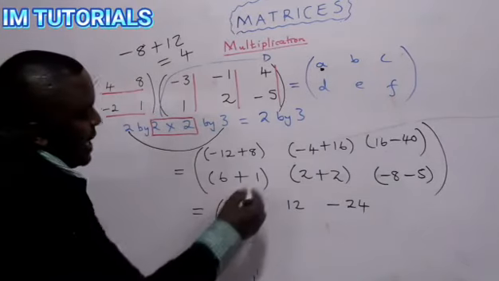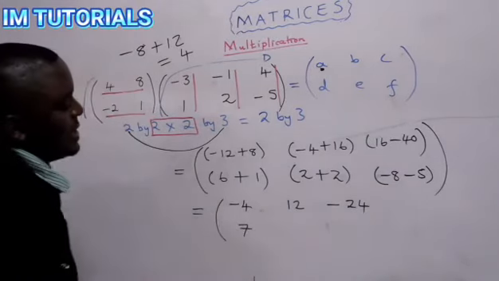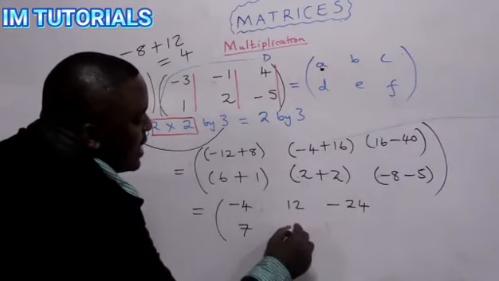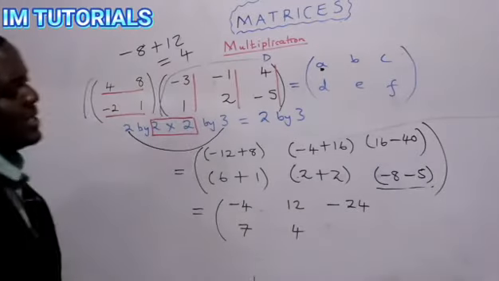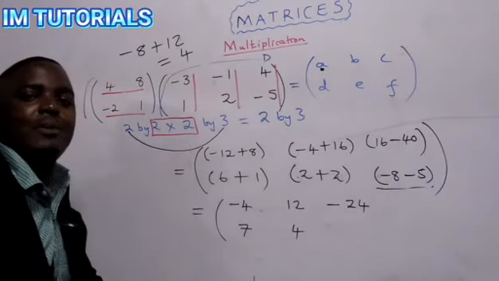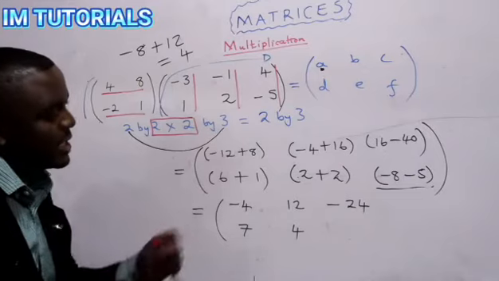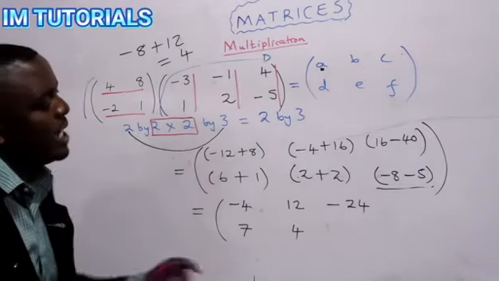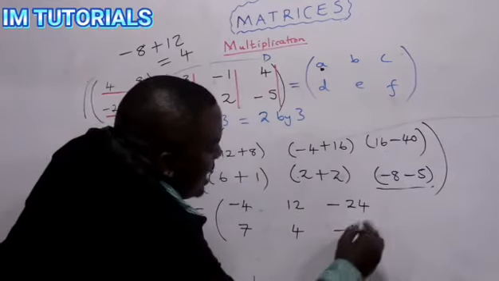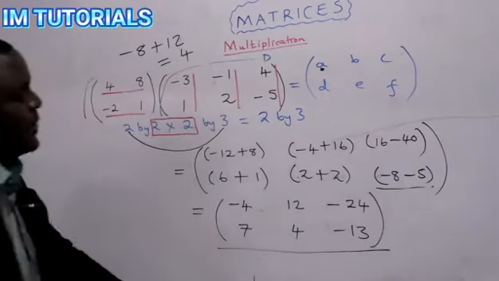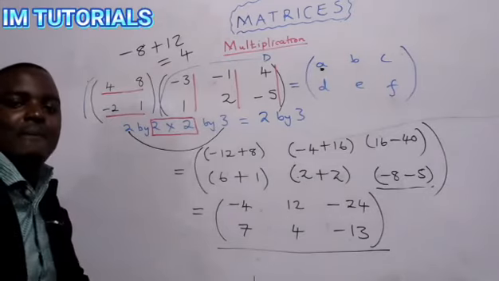Right. Then 6 plus 1, it produces 7. 2 plus 2, you get 4. Right. Then this situation, I told you earlier that if all numbers are negative, you add the two numbers, but the sign remains negative. So 8 plus 5, you get 13. But this is a negative 13. And this is your final answer. And you're home and dry.